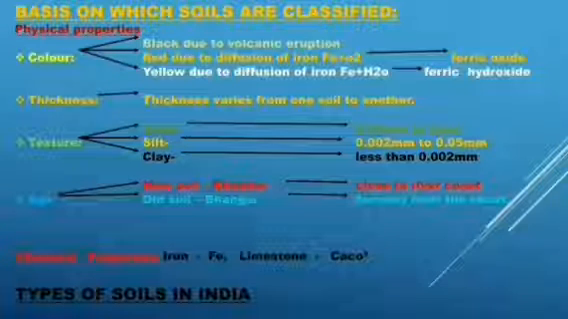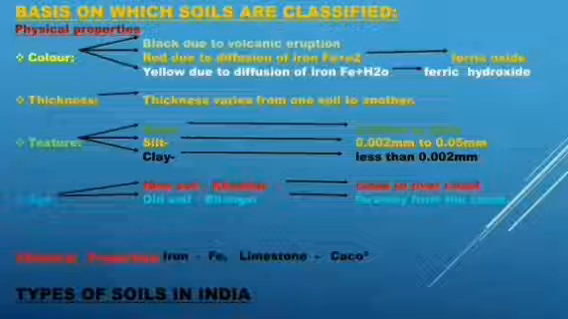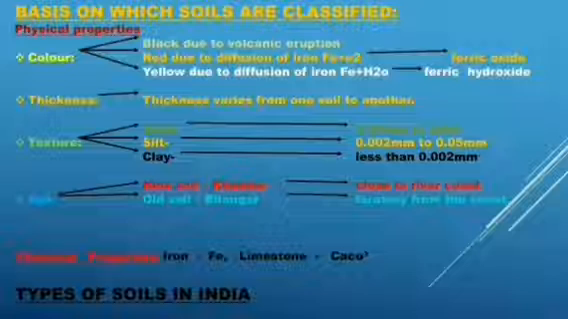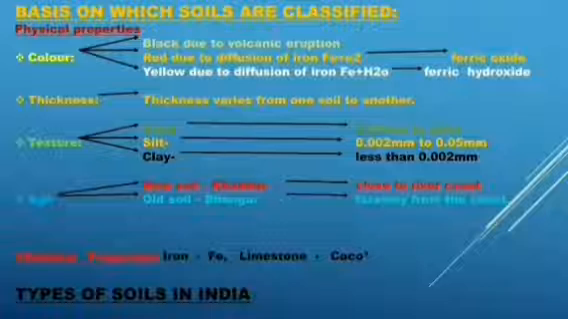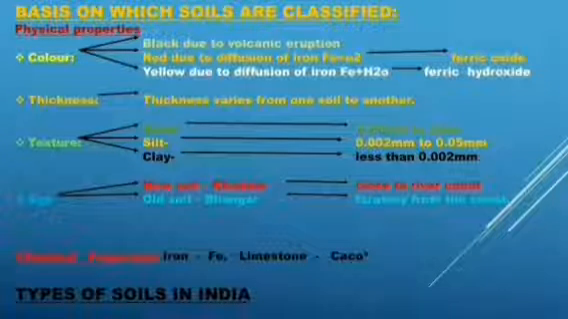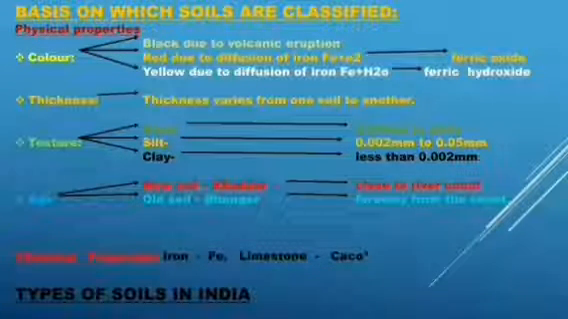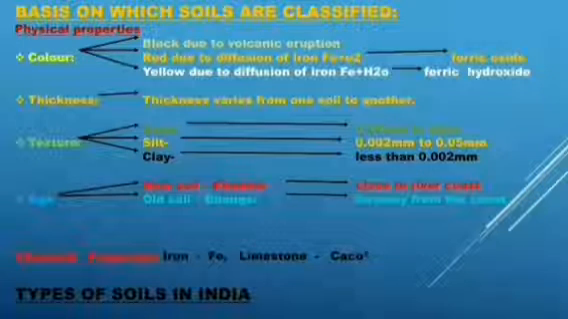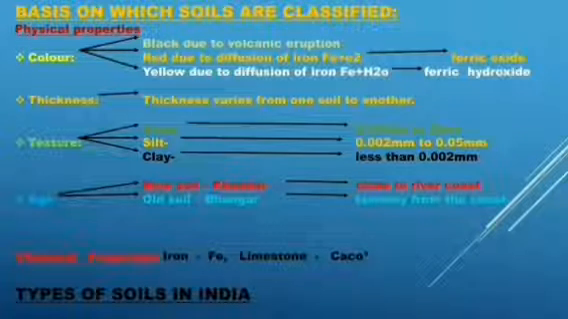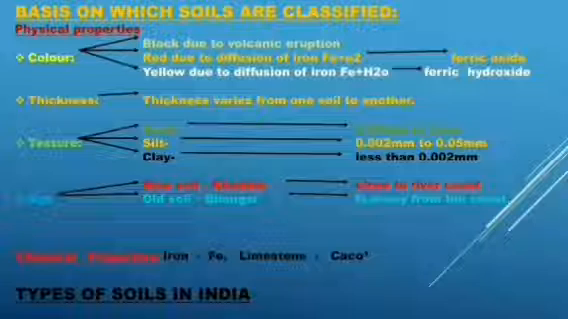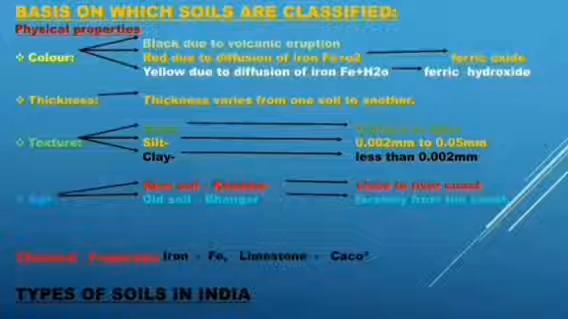Red soil is due to the diffusion of iron, and yellow color is due to the diffusion of the same iron, but there are different reactants. When iron reacts with oxygen, there is the formation of ferric oxide. It gives soil a red color. When the same iron reacts with water, ferric hydroxide is formed. It gives yellowish color, due to which this iron attains a different color when reactants are different.